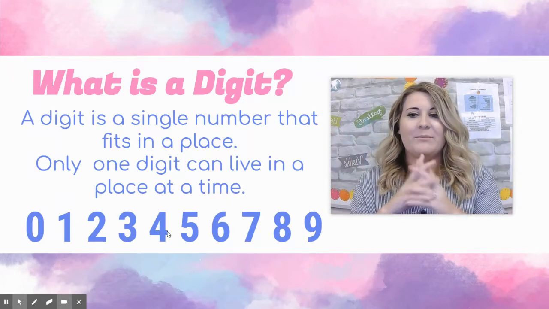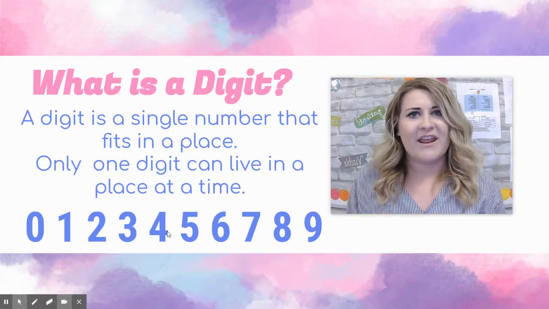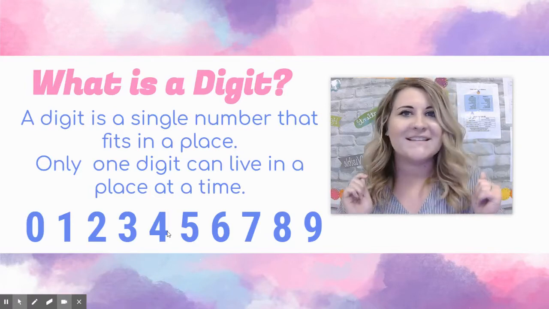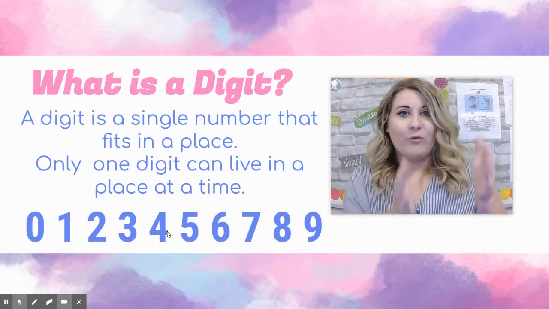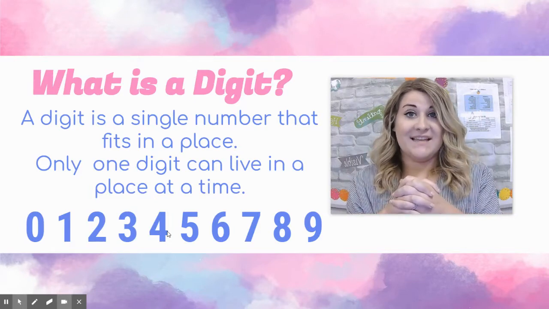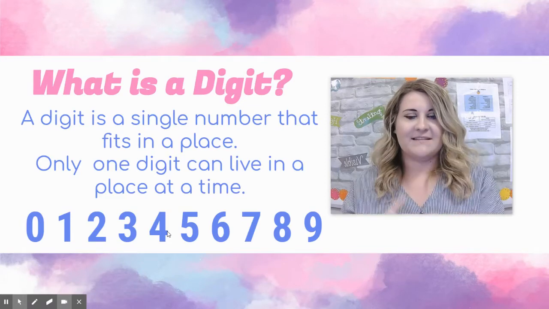So we can put a 0 in the ones place, a 1, a 2, a 3, a 4, a 5, a 6, a 7, an 8, or a 9. But we cannot put a 10 in the ones place because that's a 2-digit number. And then we have a ones and a tens. Does that make sense? We can only put one digit in a place at a time.